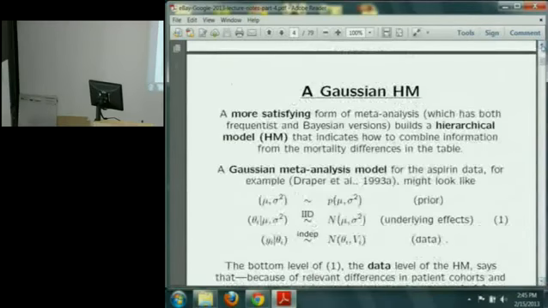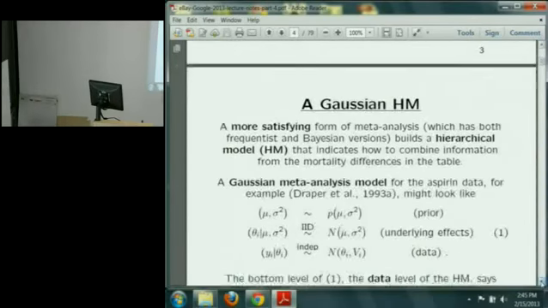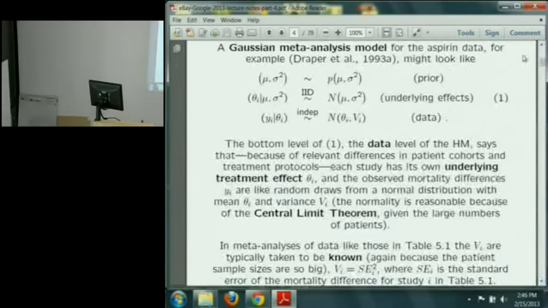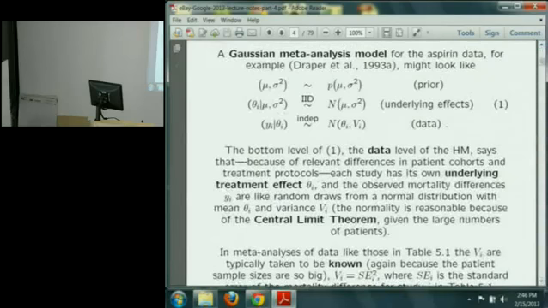So I'm on page 4 of part 4 of the PDF lecture notes, and I want to now tell you how this model works for combining information across the studies.